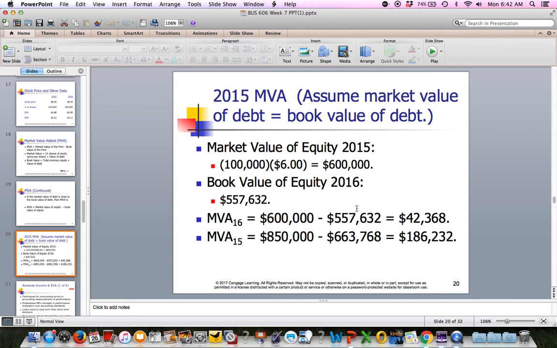You can see here how they came up with the numbers. MVA in 16 was a small positive. In 15 it was a very large positive. And you want this to be positive because it's a measurement of management's performance. The higher the MVA, the more value that management has added to the company by making decisions about its operations and things like that.